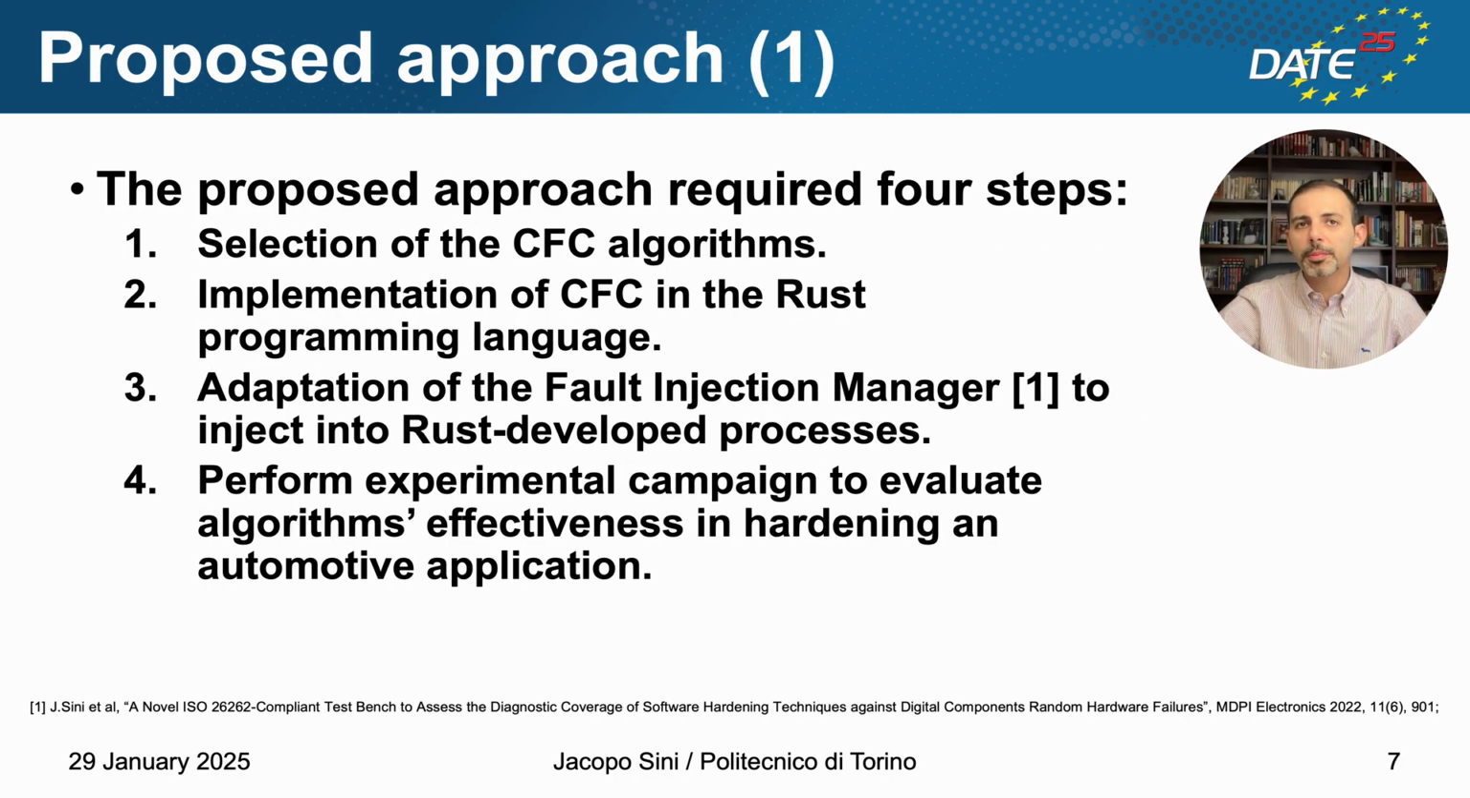We can start with the proposed approach. In particular, our approach required 4 steps. First of all, the selection of the control flow checking algorithm, then the implementation of the control flow checking in the Rust programming language, then the adaptation of the fault injection manager already published to inject into Rust developed processes, while in the previous version it injected into C developed processes. Then, performing experimental campaigns to evaluate the algorithm effectiveness in hardening an automotive application.